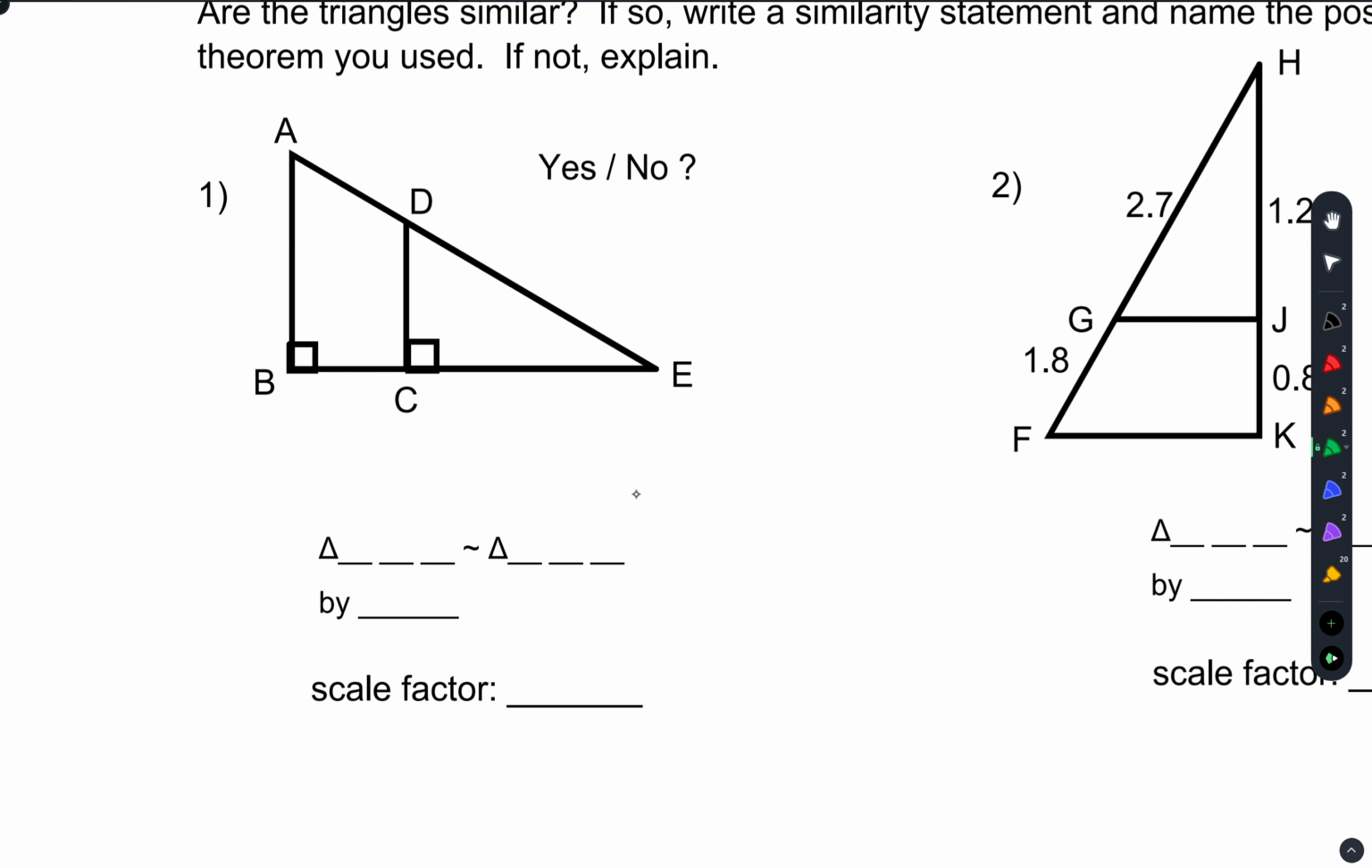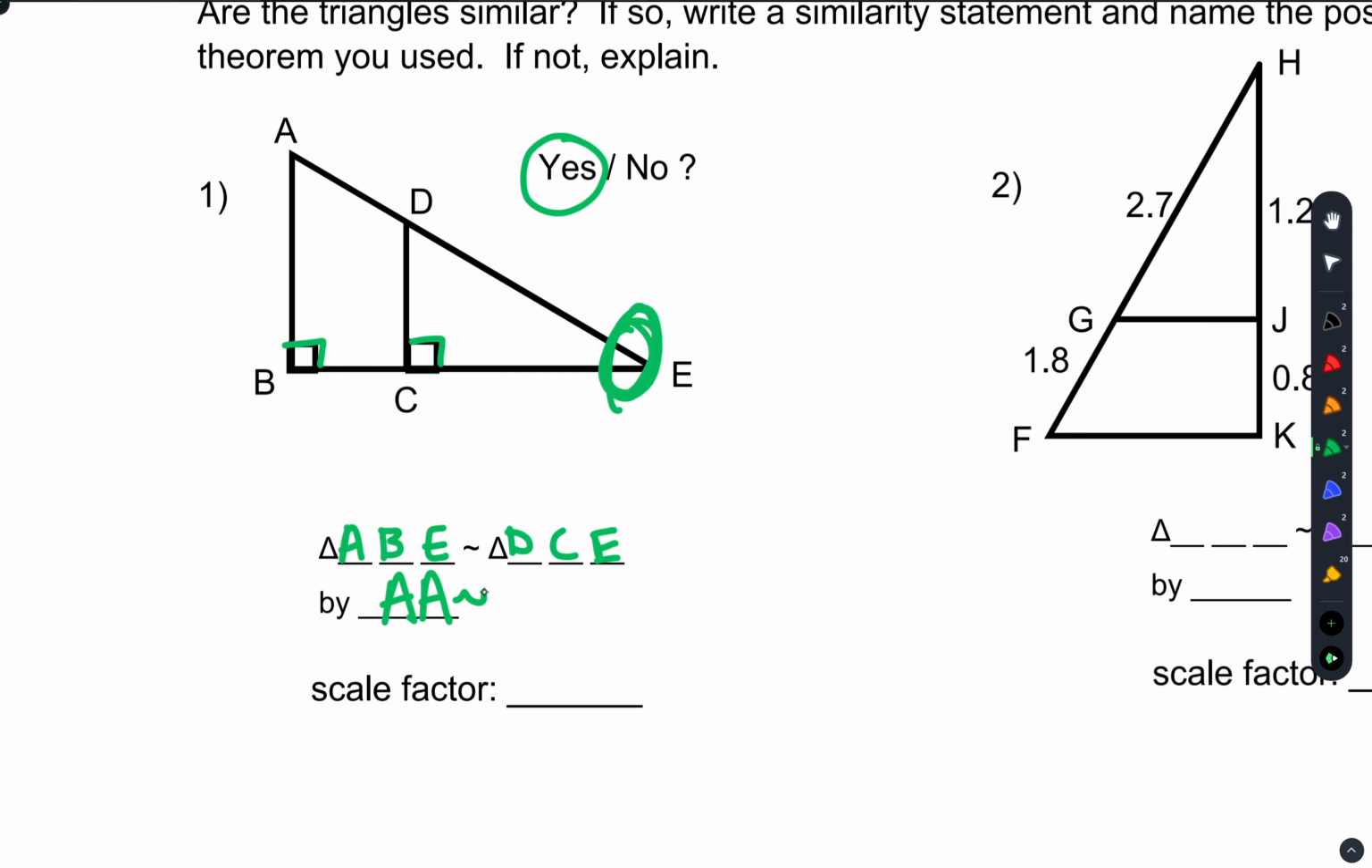How can we prove that these two are similar? I don't have any side lengths in here, right? So it's got to be angle, angle, or it's nothing. Do I have 2 pairs of angles, Caitlin? Yeah. What are they? Perfect. I have my 2 right angles, and I have my reflexive angle E, which is the same in both triangles. So I can say, yes, these 2 triangles are similar. I'm going to line up my pieces. ABE goes with DCE. They are similar by angle, angle.